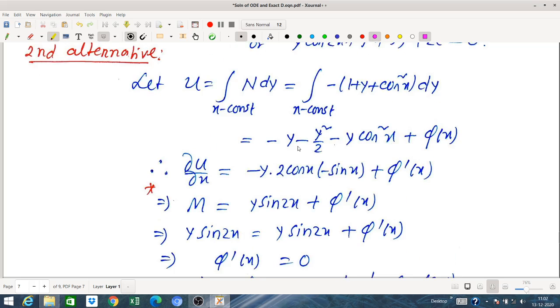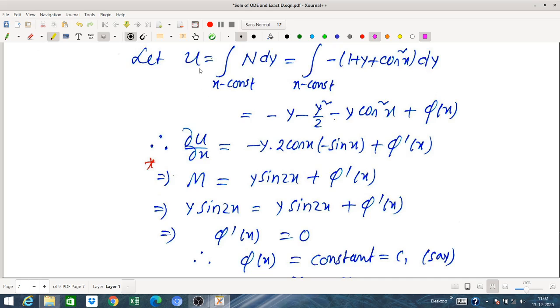Integration of 1 will be y, integration of y will be y square by 2, and for integration of cos square x, cos square x is constant, so it will be only y cos square x, with a minus sign because of the minus n, plus phi of x. Why? Because we are assuming x constant here, so the constant of integration may be a function of x: maybe ax, maybe log x, maybe sin x, like that. That's why we have written phi of x. In this process we have assumed x constant, that is why.